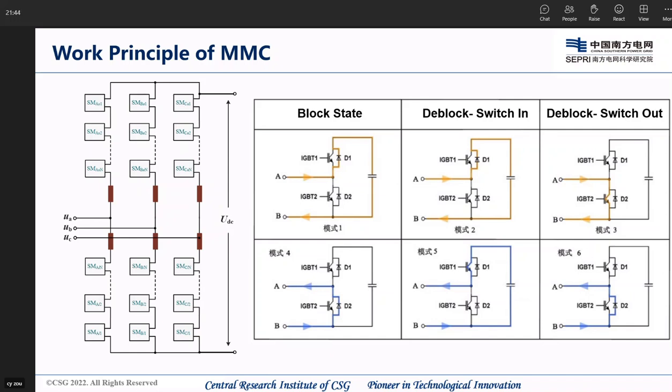If the current is in positive polarity, the diode D1 is connected, otherwise the IGBT1 is connected. The deblock switch out means the lower IGBT is switched on and the DC capacitor is always disconnected from the DC branch.